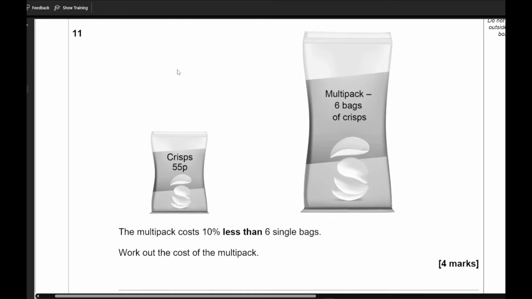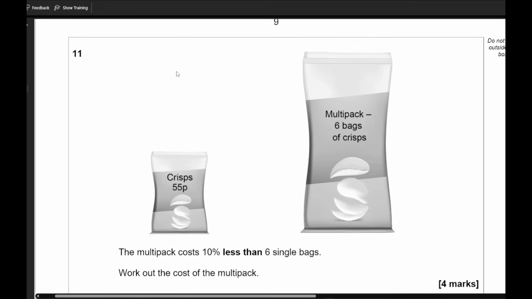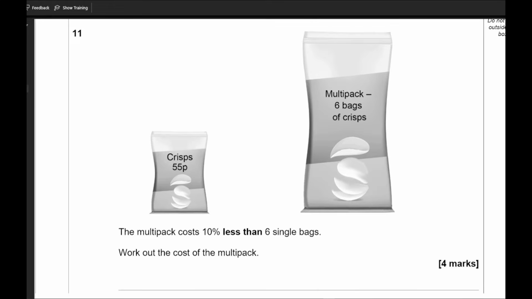Then moving on to question 11, it says that a multi-pack costs 10% less than 6 single bags. Work out the cost of a multi-pack. So let's have a look at this. For this, what we need to do is work out 6 lots of the small bags. So that's 6 times 55 pence.